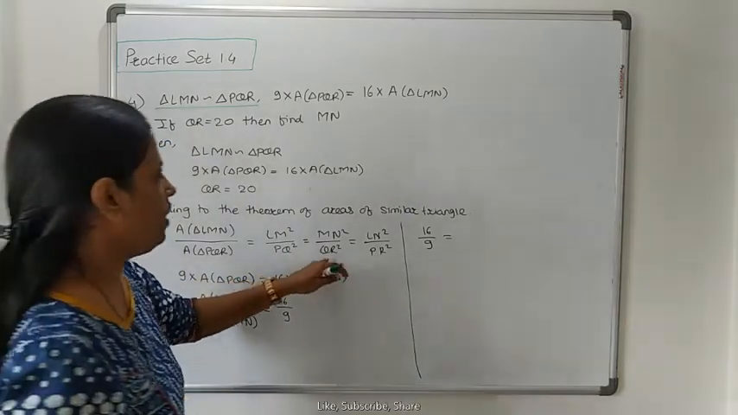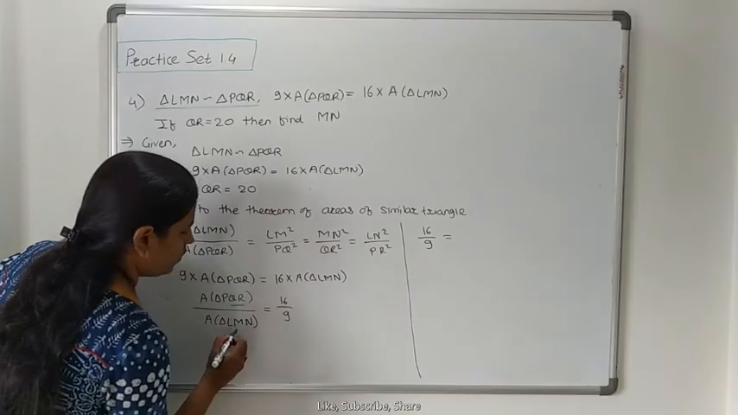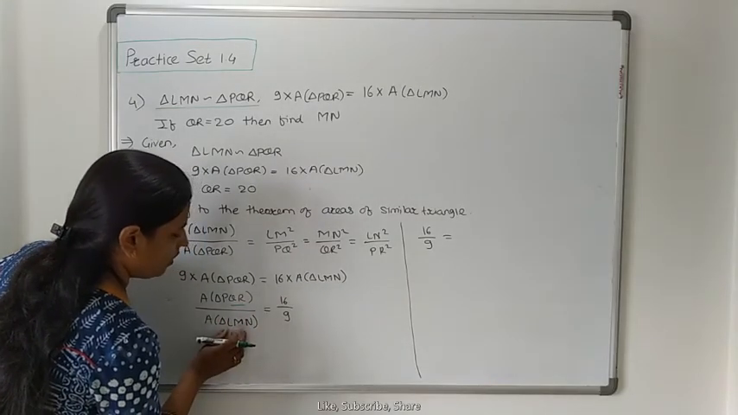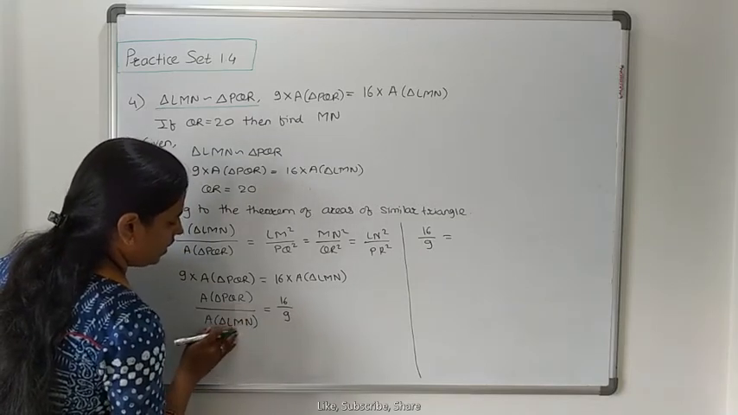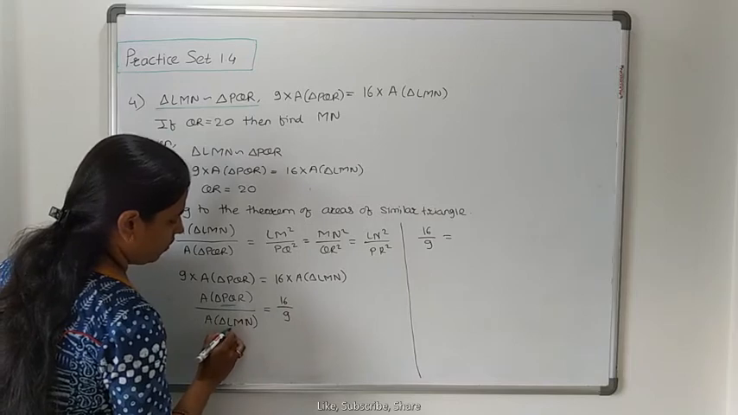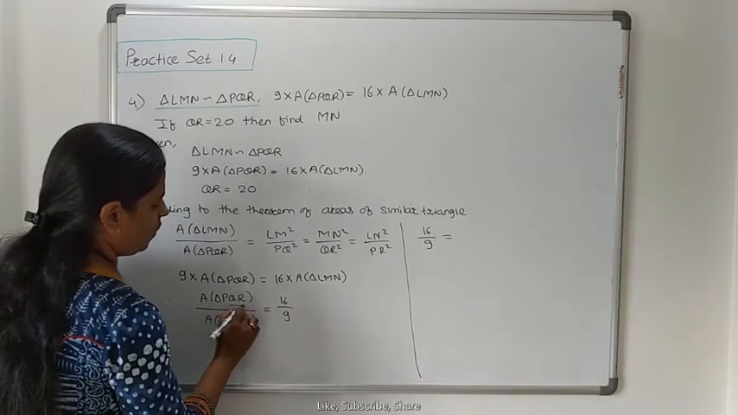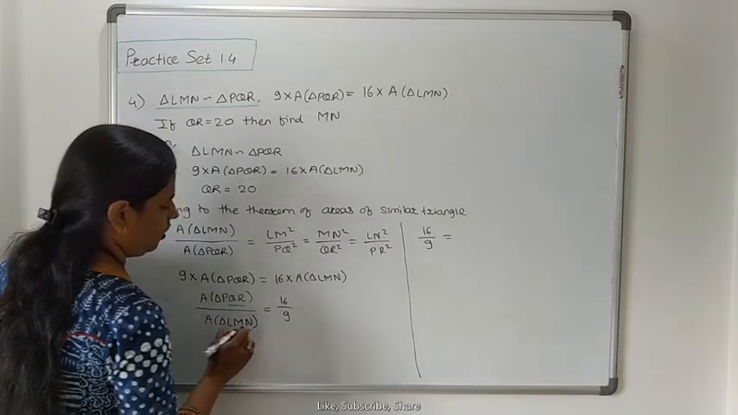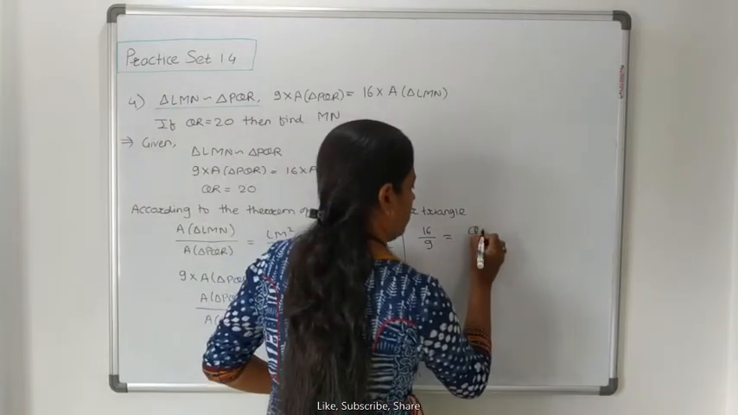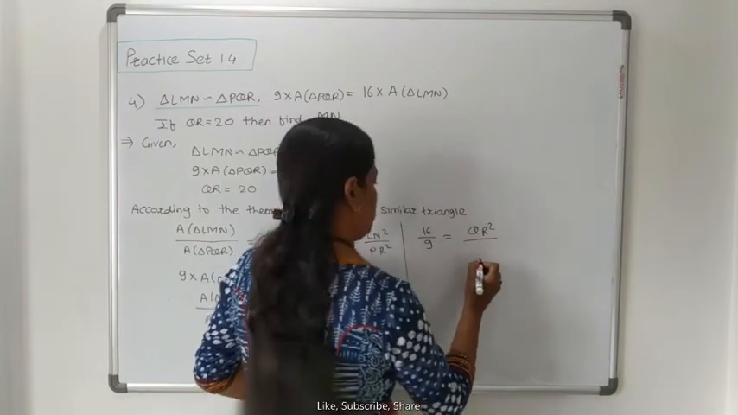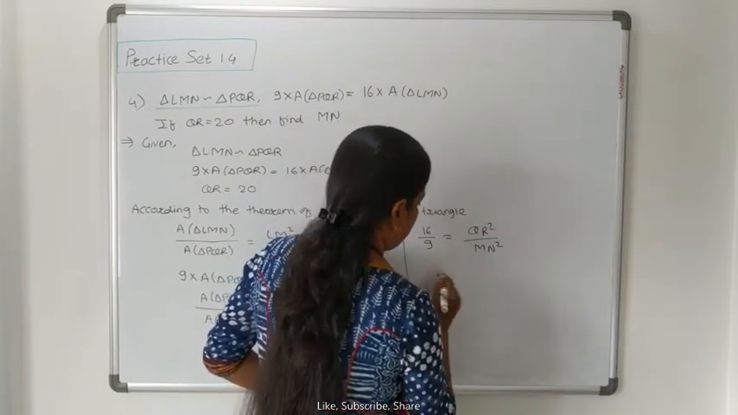QR, when we take the QR, listen, when we take the QR, so which side take from triangle LMN, that is MN. Okay. When we take the side PR, which side we have to take from this triangle, that is LM. So likewise, we have to take a QR. So we have to take out the side MN. So QR square upon MN square.